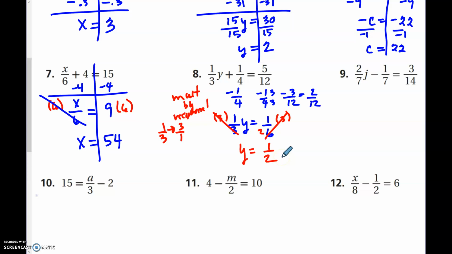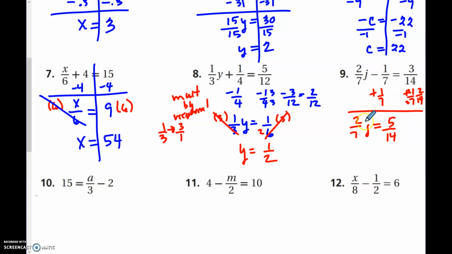All right, number 9. I need to add 1/7 and add 1/7. So I have 2/7 j equals, now again, I need to get common denominators. So I need to multiply this by 2/2. So I get 2/14. So 3/14 plus 2/14 is 5/14. And remember, you guys can use your calculators.